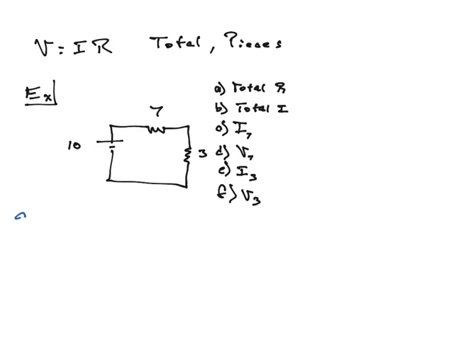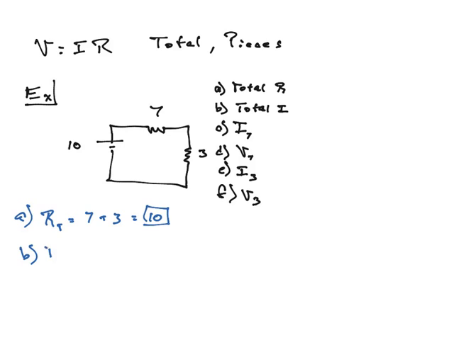So let's show it. Part A, I want to find the total resistance. So I look at my circuit. I have a couple of resistors here. They're connected in series. And so the total resistance is 7 plus 3, which is 10. So I now know the total resistance of my circuit.